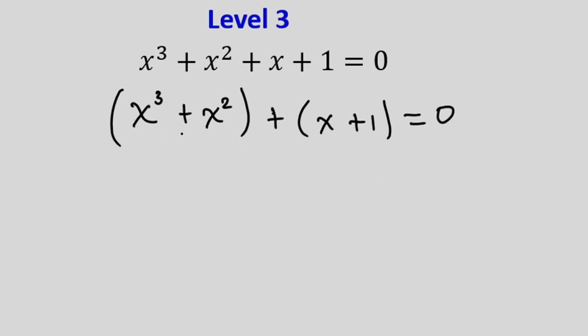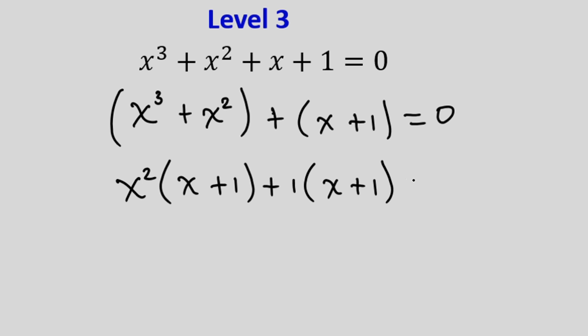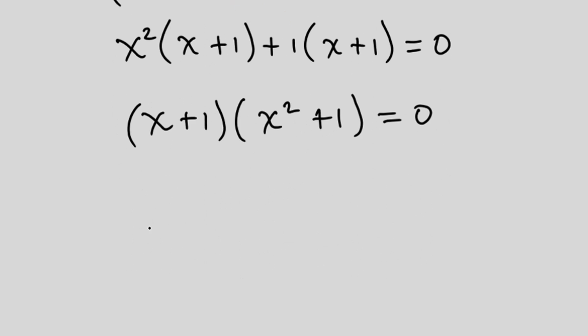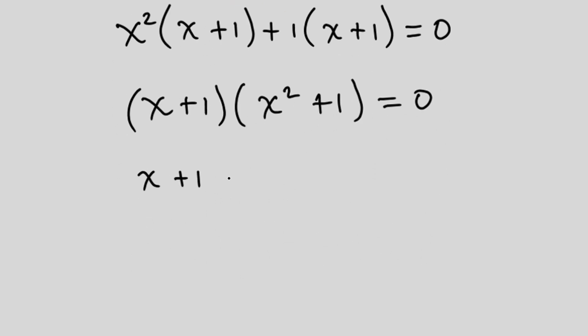We see that x squared is common in this parenthesis, so I'm going to take x squared out. Then we are left with x plus 1 here. Then this side we have 1, then we are left with x plus 1. We just factored out 1. And this is 0. Now x plus 1 is common, so we have to take it out. Then the inside we are left with x squared plus 1, and this is equal to 0. At this point, we can say that x plus 1 is 0, or x squared plus 1 is 0.